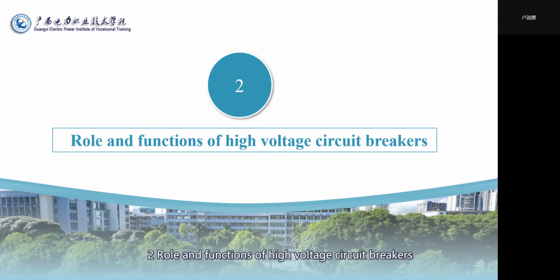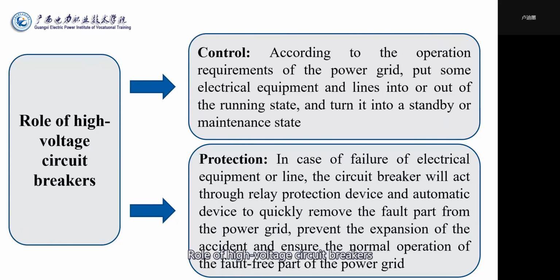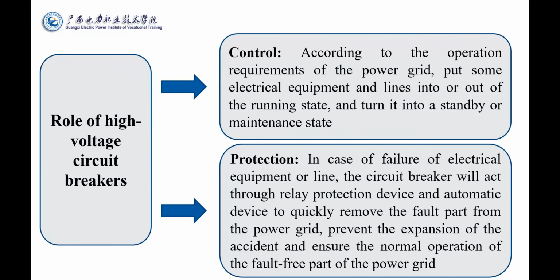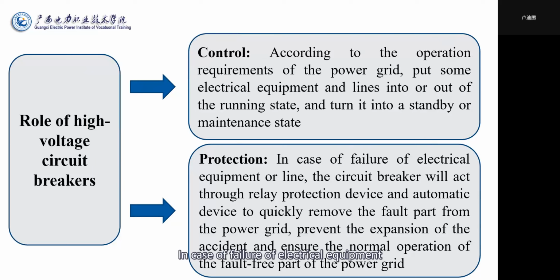Two, role and functions of high voltage circuit breakers. Role of high voltage circuit breaker. Control: according to the operation requirement of the power grid, put some electrical equipment and lines into or out of the running state and turn it into standby or maintenance state. Protection: in case of failure of electrical equipment or line, the circuit breakers will act through relay protection device and automatic device to quickly remove the fault part from the power grid, prevent the expansion of the accident, and ensure the normal operation of the fault-free part of power grid.